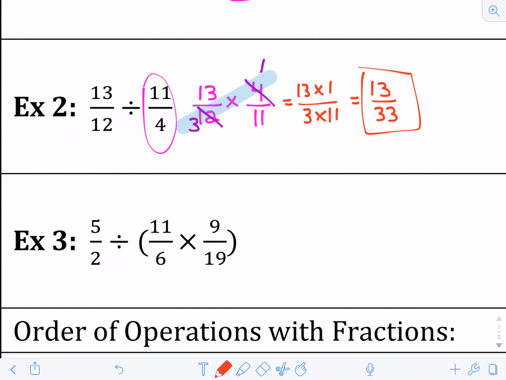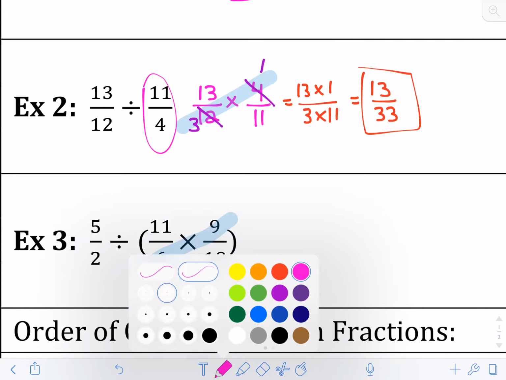All right, example number 3. Now we have some stuff that we have to do with order of operations. Before you divide, you want to do what's inside the parentheses. So I'm looking here, I have 11 divided by 6, 9 divided by 19. Again, you want to see if there's anything you can reduce just in your fractions, and there's not. Then you want to see if there's anything you can reduce in your diagonal. So 11 and 19, those are both prime numbers. I can't do anything with that. But here with this 6 and 9, I can actually reduce that because 3 goes into both of those numbers.